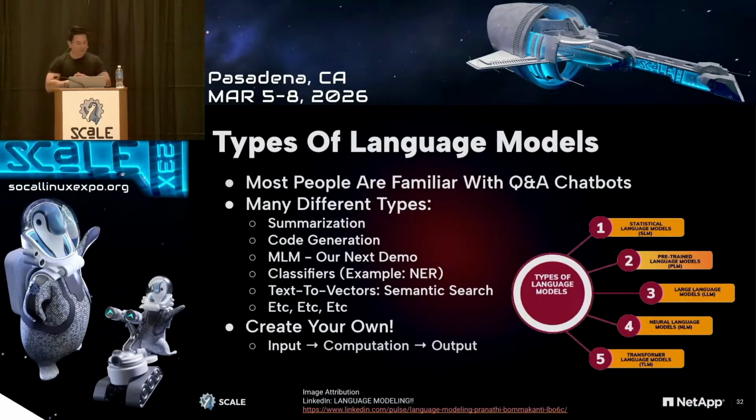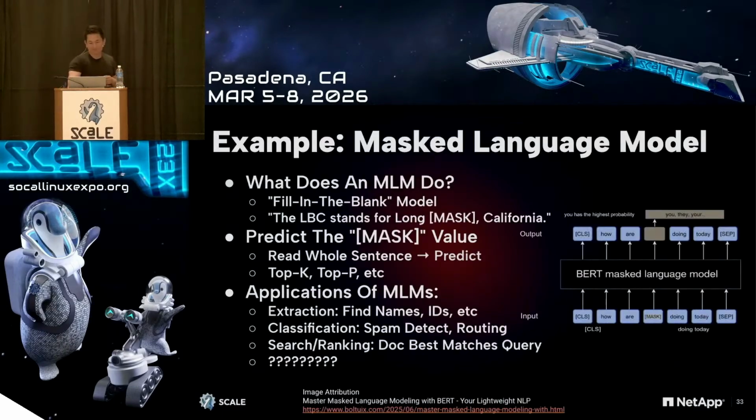There are language models that do summarization. There are language models that do code generation, which we just did, right? SQL, that's code. And our next demo is going to be this MLM, a masked language model, which we'll talk about in a second. There are classifiers. But the idea is, if you have a particular specialized language domain that you want to impart onto an existing language model, you can teach it to do things. And I'll talk about one at the very end when we get to resources.